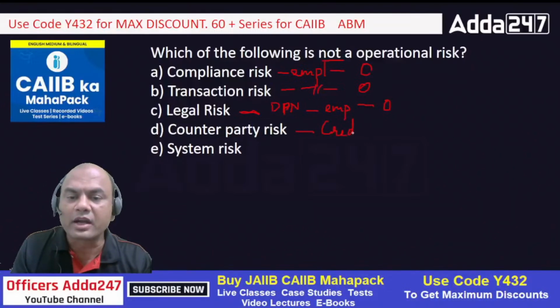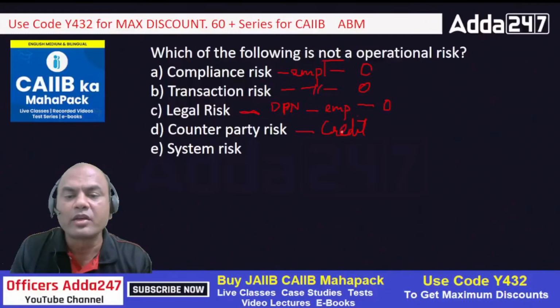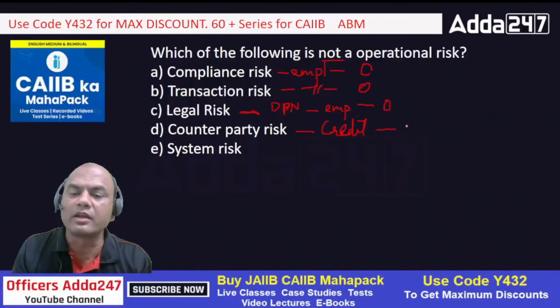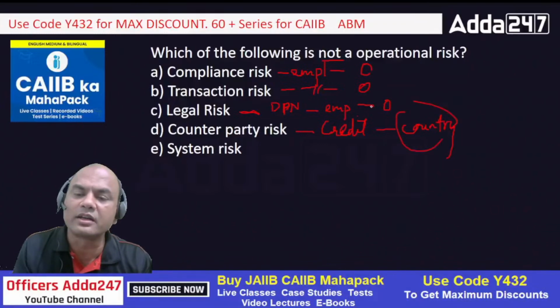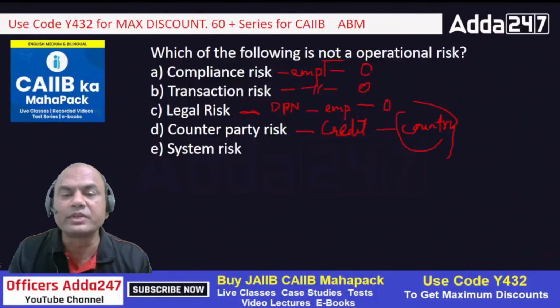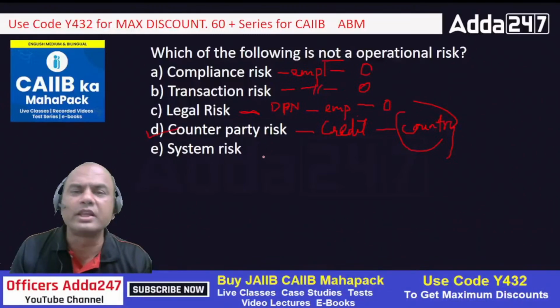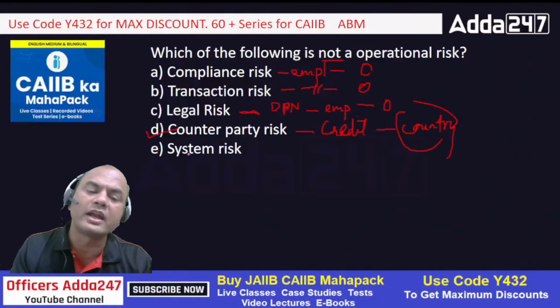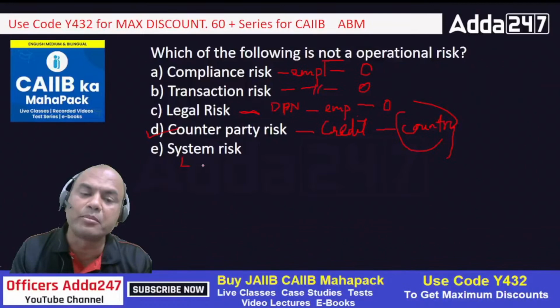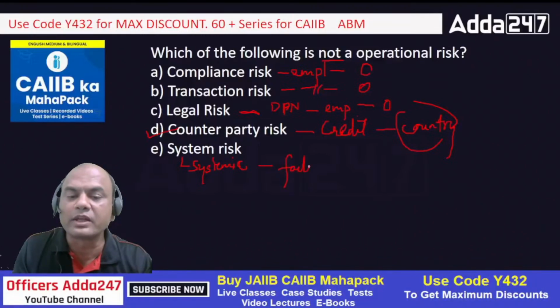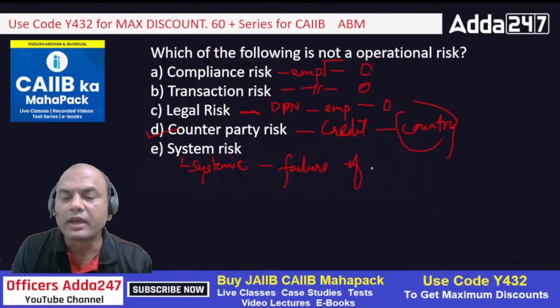Always remember. Credit risk is of two types always. Okay. One is counterparty and second is country. Okay, there are two types of credit risk. Always remember this. One is country and second is this counterparty. So which is not the operational risk? Counterparty risk is not the operational risk. System risk is an operational risk. Failure of your system. Remember, don't get confused between system and systemic risk. These two risks are separate. Systemic means failure of the entire banking system. Entire, okay?